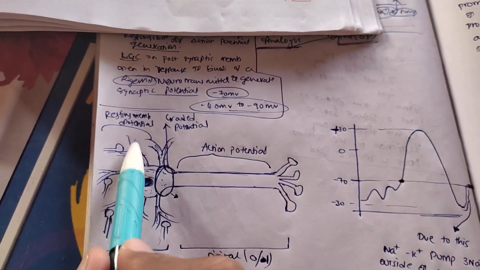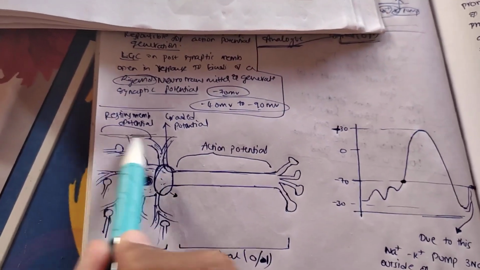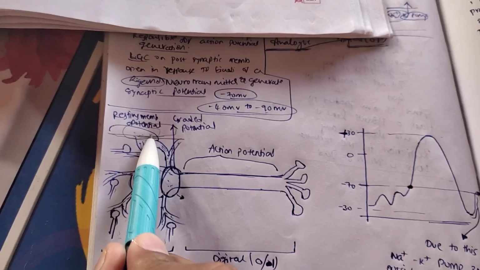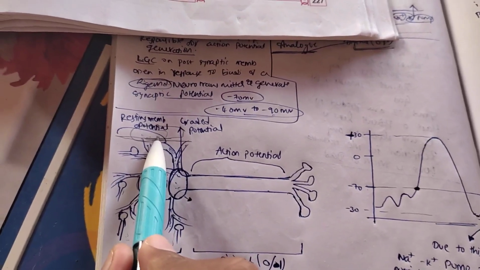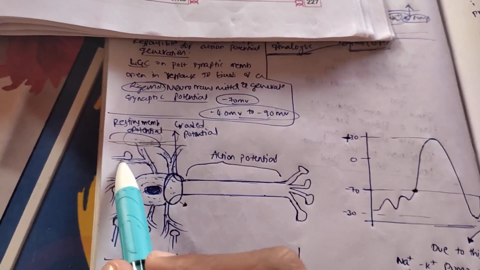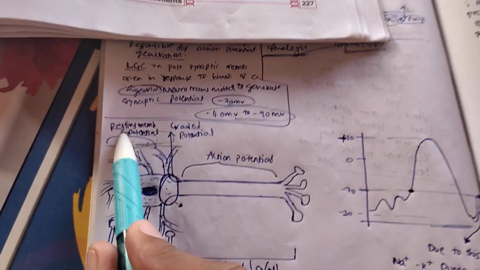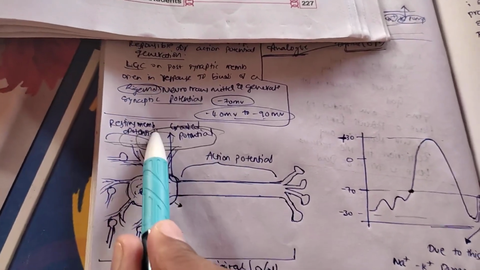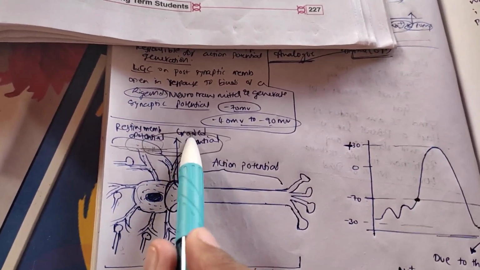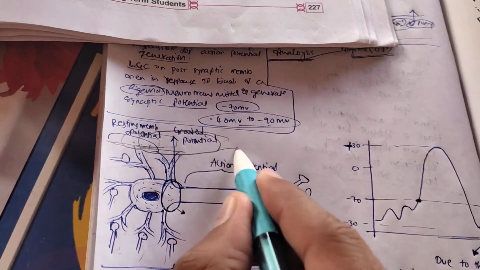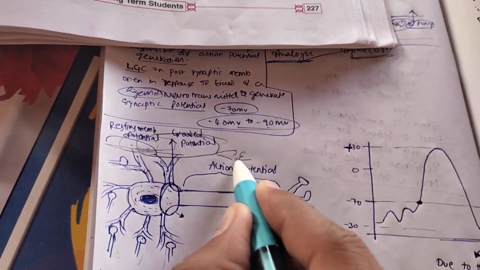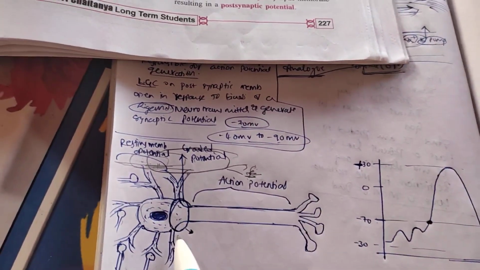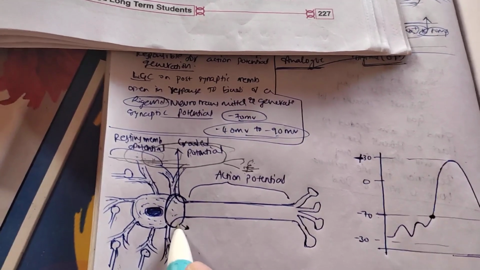And here the resting membrane potential will be present. This resting membrane potential will be maintained by the leakage channels and, to an extent, the Na+ K+ pump. After this resting membrane potential, the graded potential comes into the picture. What is graded potential? It is either excitatory or inhibitory, either of these. It is maintained by the ligated channels.